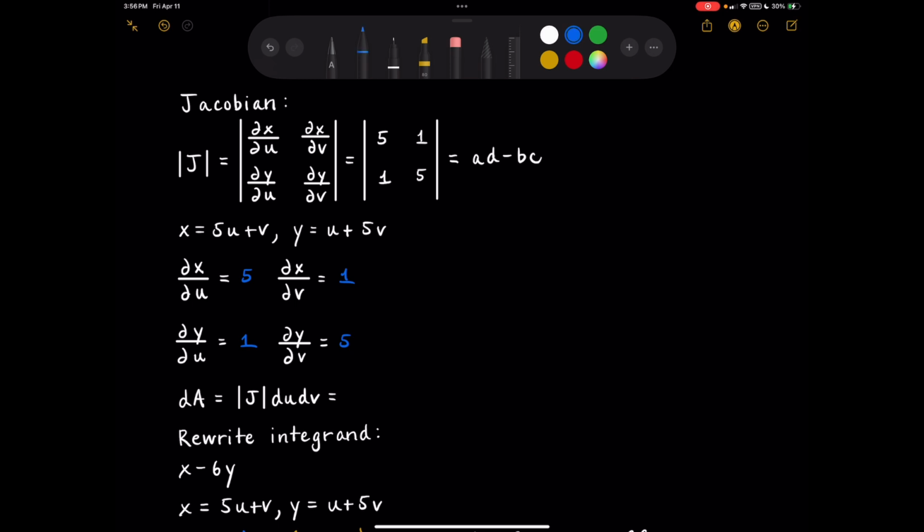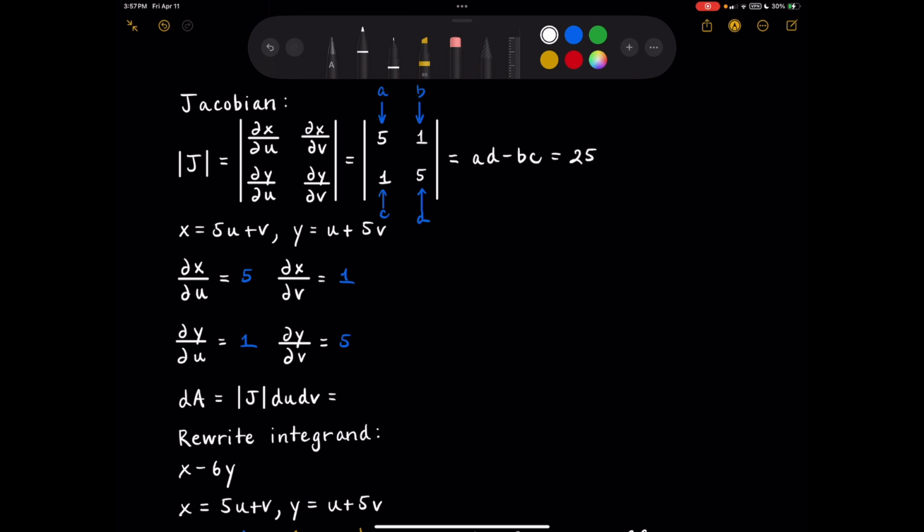And put simply, each of these entries of the matrix, we can label them with letters, and we label them like this. So this one here, this is A, this one is B, this one is C, and this one is D. So you can see what values those entries have. So entry A is 5 and entry D is 5. So 5 times 5 is 25.